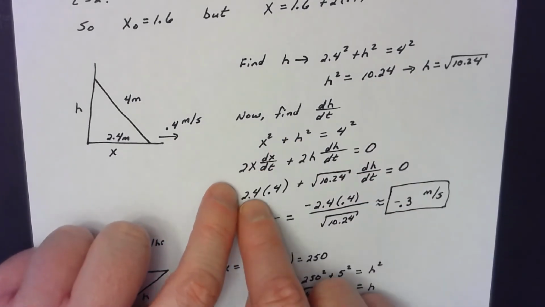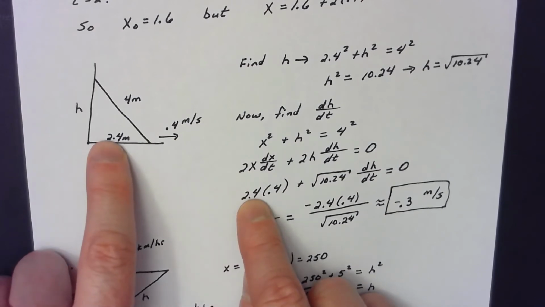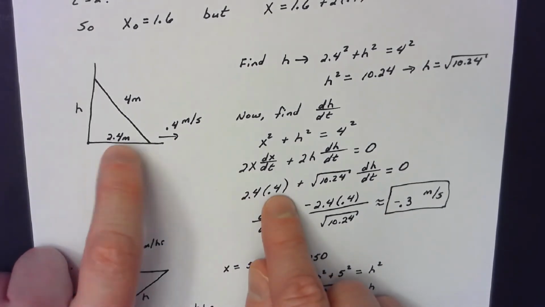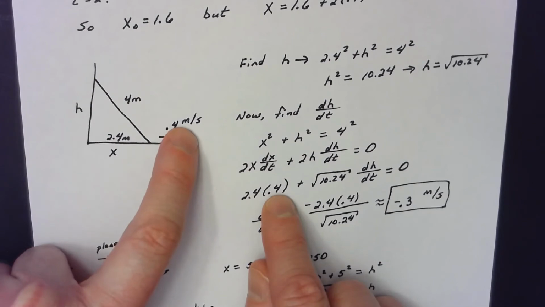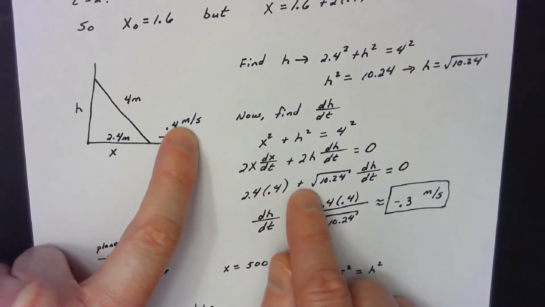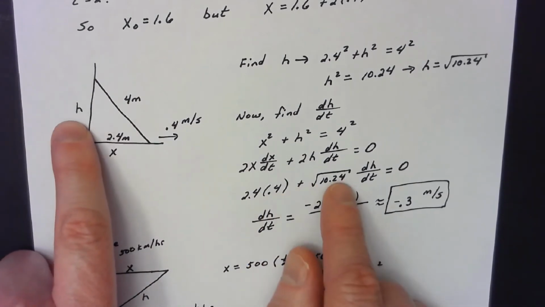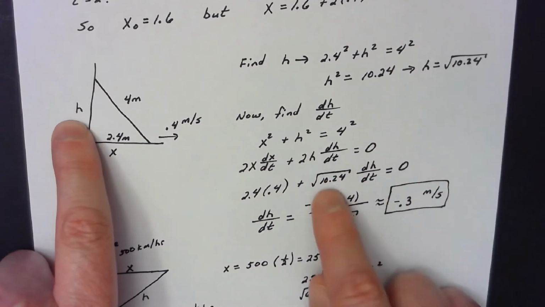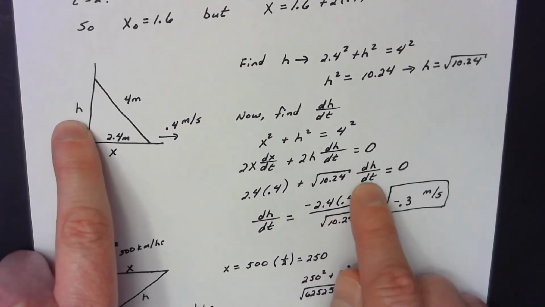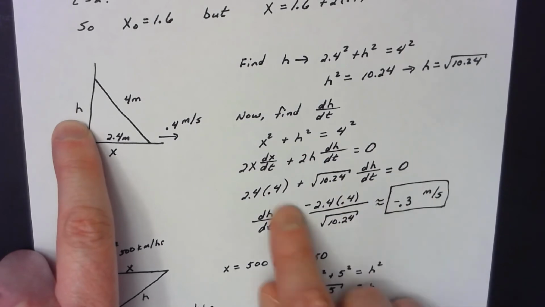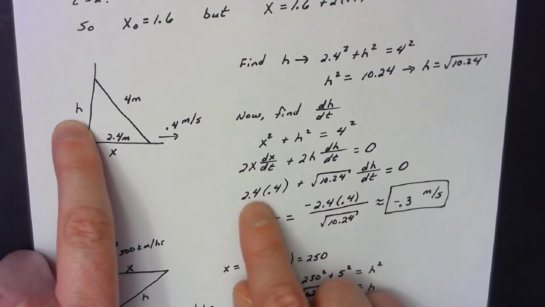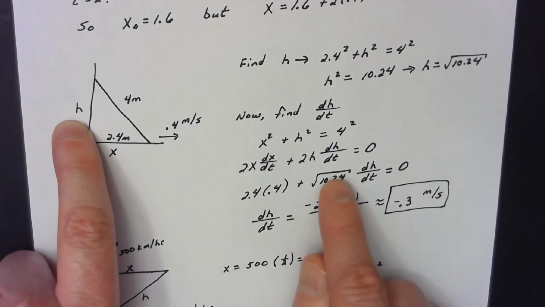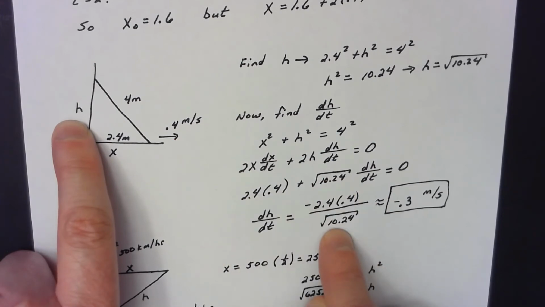Now x, that was 2.4 in our problem, times dx dt, that's my 0.4 meters per second, plus the h, well, the h in the problem is the square root of 10.24 times dh dt. That's what I'm looking for. So now in order to solve for dh dt, I just move these two terms over to the right. When you change sides, you change signs, divided by the coefficient of dh dt.